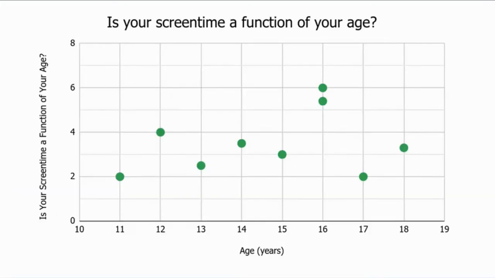Go ahead and take a moment to look at this graph. Does this graph represent a function? Is your screen time a function of your age?